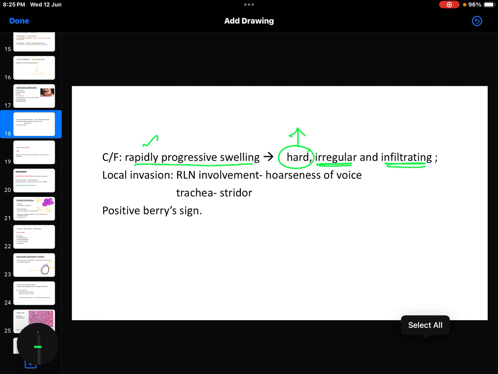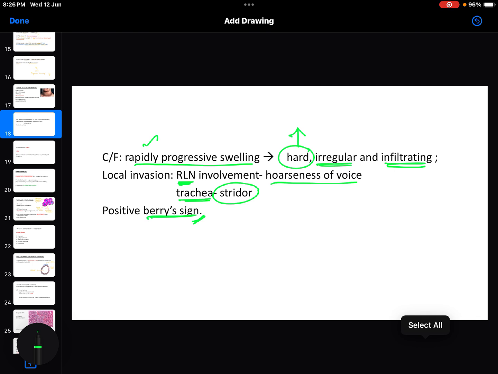Local invasion: because it is infiltrating the nearby structures, it will infiltrate the recurrent laryngeal nerve to cause hoarseness of voice. It will infiltrate the trachea to cause stridor. There will also be Berry sign. What is Berry sign? The carotid pulsation will not be seen in its normal position, or else the carotid pulsation will be totally absent, because this tumor will engulf the carotid, or else it will push the carotid posteriorly, so that there will be a positive Berry sign, with no pulsation at all, or else the pulsation will not be seen in the normal position.